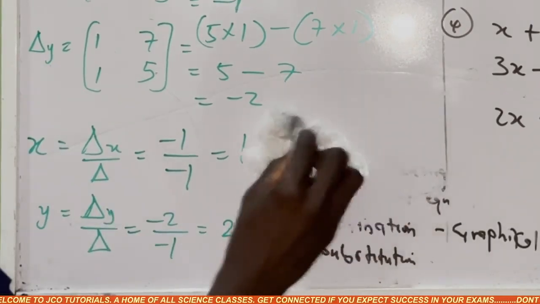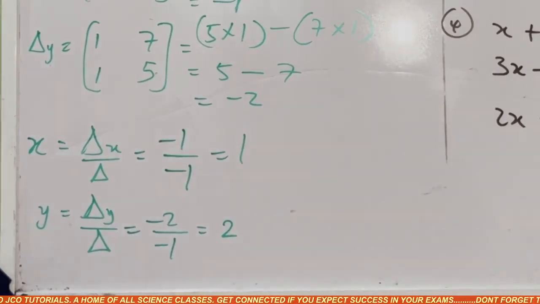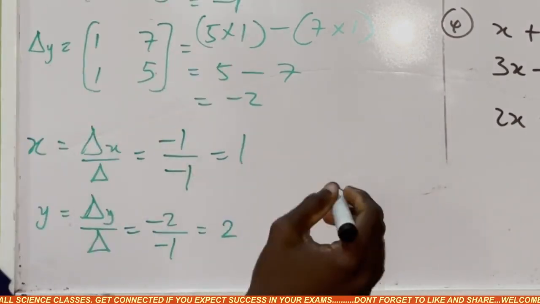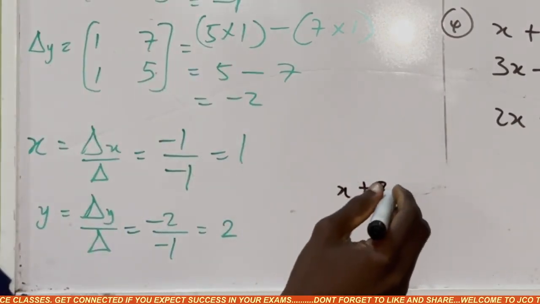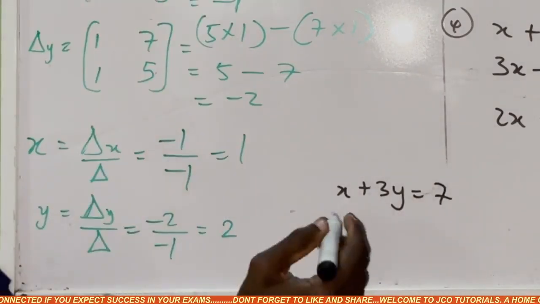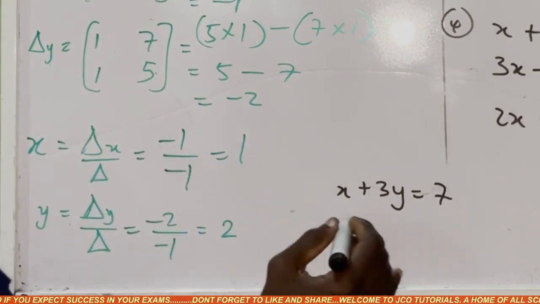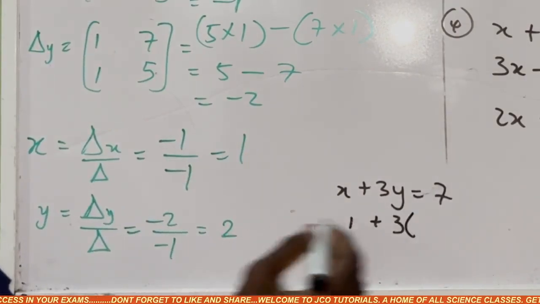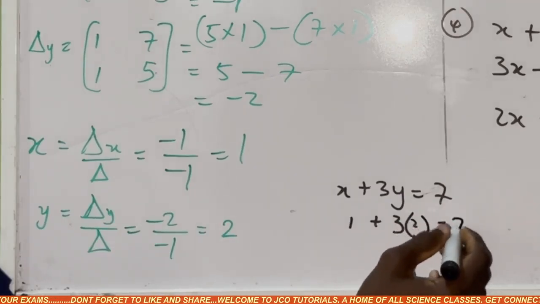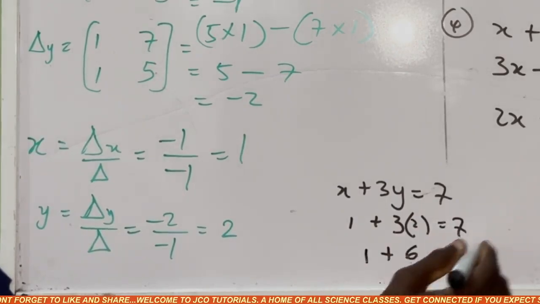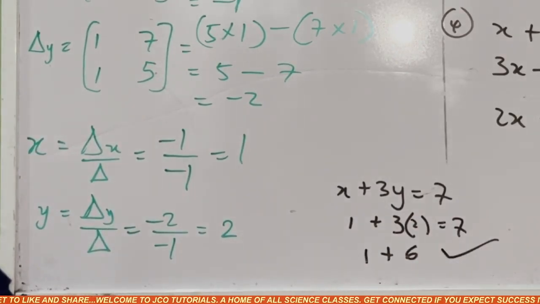Please always confirm if you are correct. How do we confirm? If I take my equation now, x plus 3y equal to 7. Sorry. What is our x in our answer? 1. 1 plus 3 times, what's your y? 2 equals 7. 3 times 2, 6 plus 1. Is it 7? Yes. If that's the case, then you are correct.